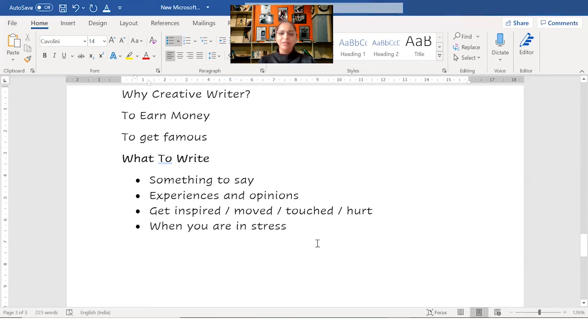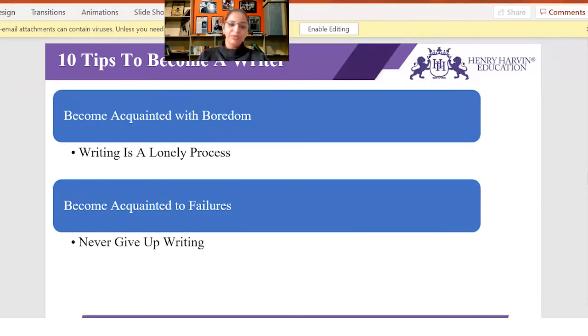Don't think about the language. Now, if you're beginning to write, do not think about the language. That's not required, right? Don't go for the editing tools. Don't go for the proofreading in the first place. You need to just write. Okay. When you are in stress, or when you have something to say, when you have experiences and opinions, when you get inspired, moved, touched, or hurt by anything, then you can start to write.